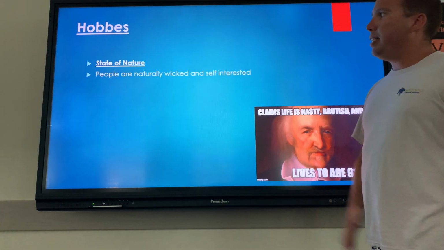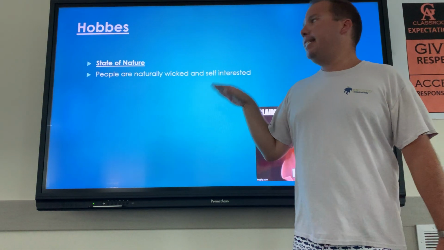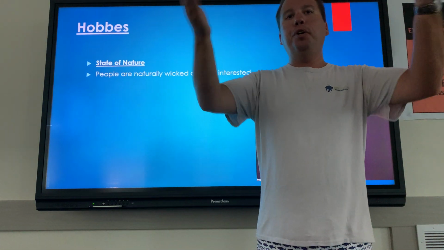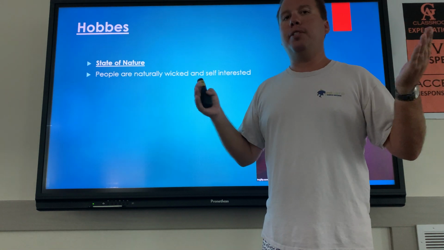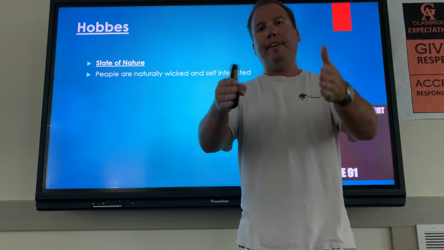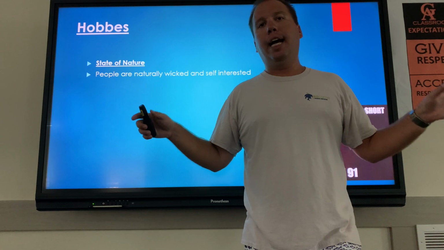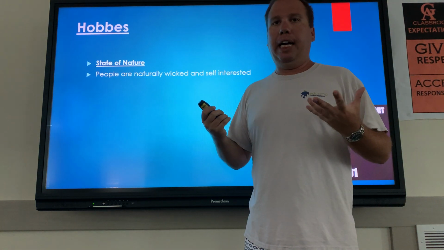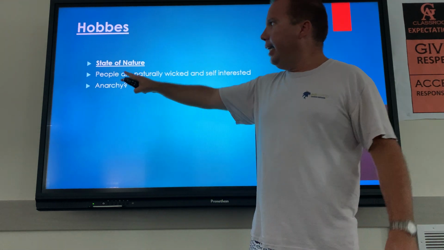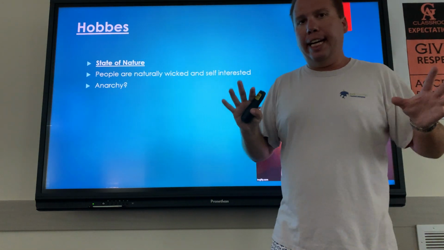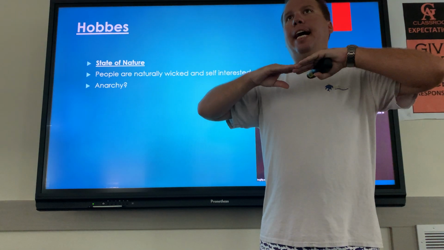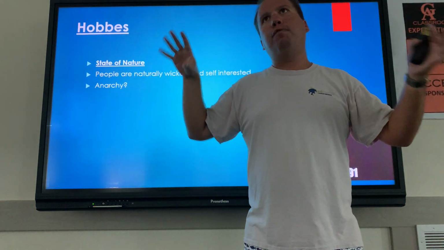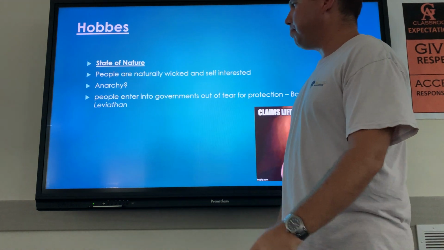Hobbes, again, we talked about his state of nature. He says that people are naturally wicked and self-interested. You are more important than anybody else. It is more important to sustain your life than it is to worry about anything else, okay? You are naturally born wicked, evil, and greedy. The state of nature is kind of like anarchy, where you don't have any kind of system of government or control or leadership of any type.